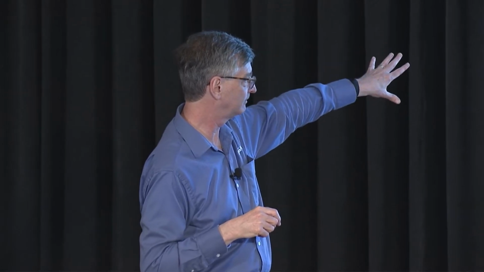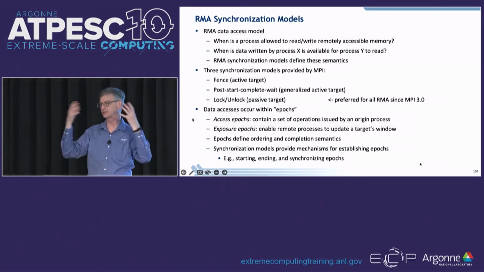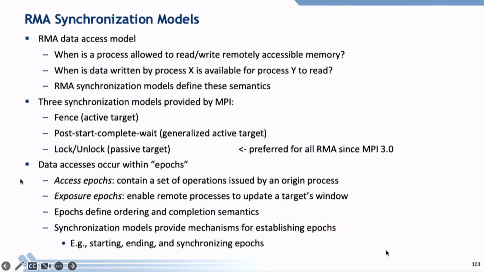You'll see language in the standard about access epochs and exposure epochs. So the access epoch is the origin process when it can start doing things. The exposure epoch is the remote process making its memory available. There's some definition of this. In fact, one of the strengths of the MPI RMA specification is it's actually quite precise. Honestly, this has been a weakness of some other shared memory and remote memory specifications, which have tended to brush under the rug the complicated details, which meant that some programs would work on some machines and not work on others, and they were both right because the specification was vague. The MPI specification is much more complicated, but it's also much more precise.